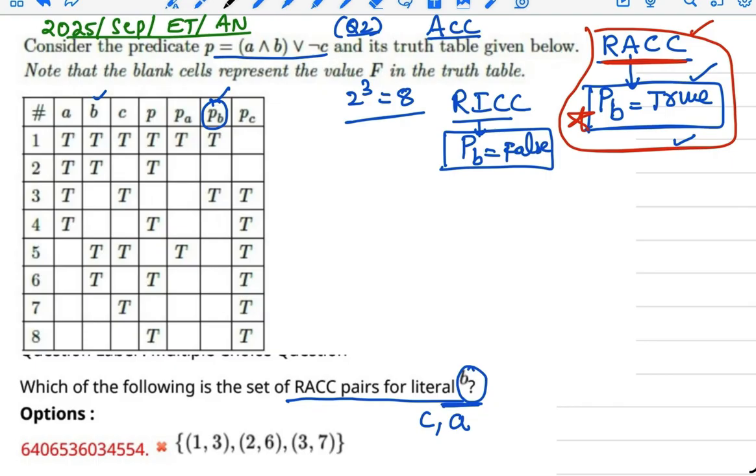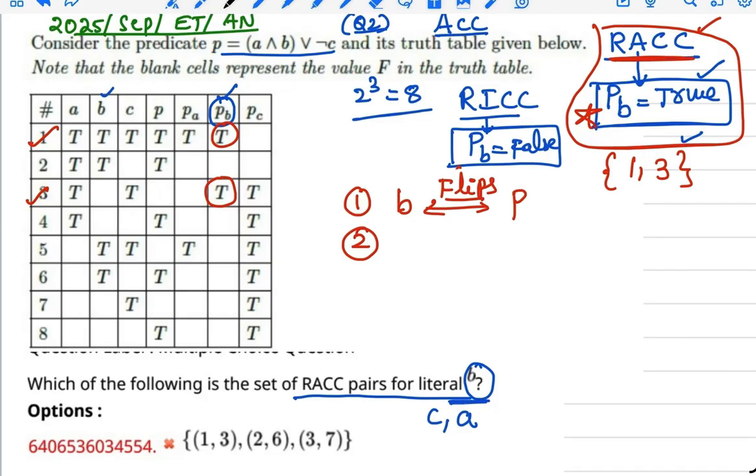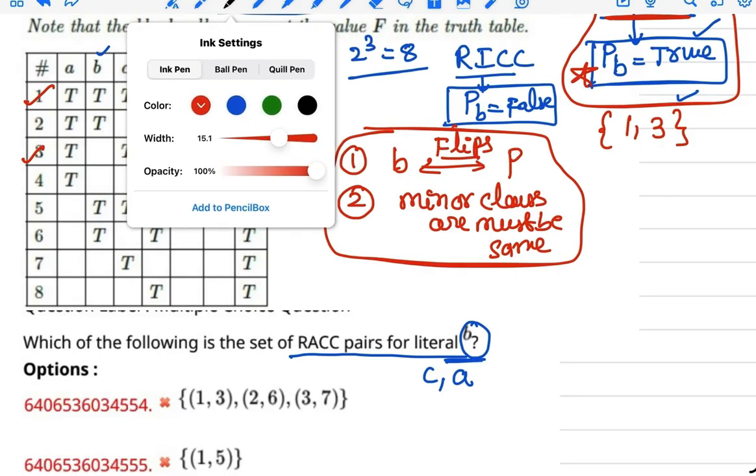PB must be true. There are only two true options, right? That is row number 1 and row number 3. So 1 and 3 are the only rows where PB equals true. For RACC, what are the conditions? If B flips, the predicate also flips. And the second condition is that the minor clauses must be the same. So these are the two conditions, friends. We will check the options one by one. We will go from the options, that is easy.